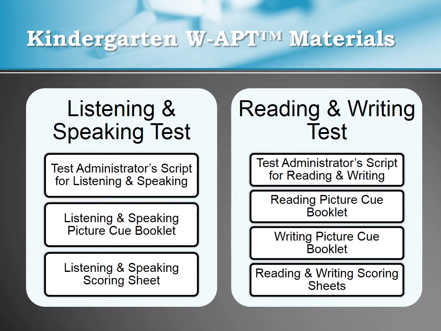Please follow the instructions in the FCPS guidelines for administering and scoring the kindergarten WAPT when making copies of the master set of materials. Remember, you only need to make copies of the writing picture cue booklet for the students who scored a 27 or higher on the listening and speaking portions of the test.